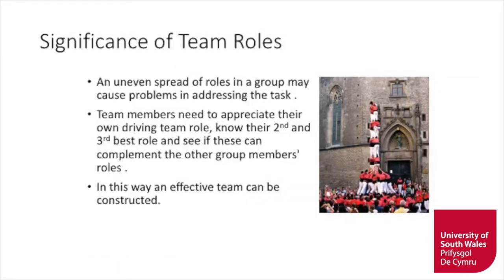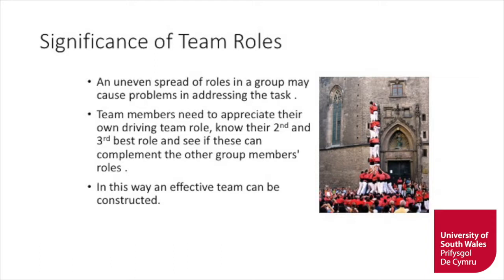So all roles within a team have significance. It's important to maybe have a spread of the different roles. An uneven spread of roles in a group can cause problems in addressing a task. So if you've got everyone who is a planter, they're all good at developing ideas, but then you haven't got people who can actually put them into action, then obviously that's when that team's going to struggle.